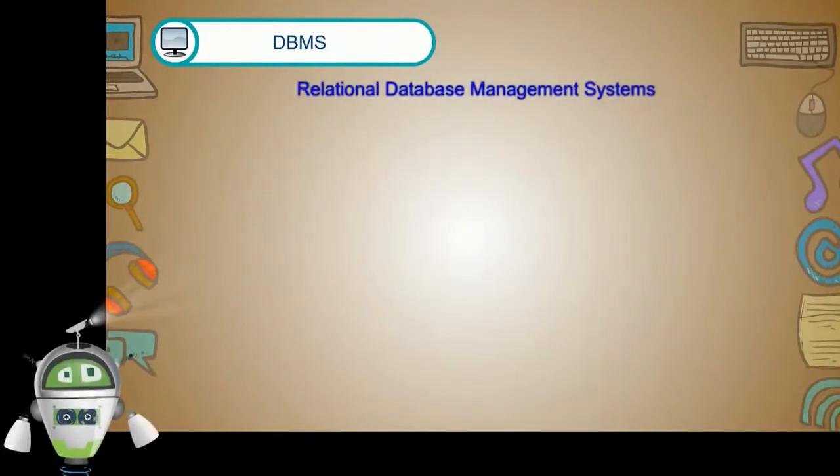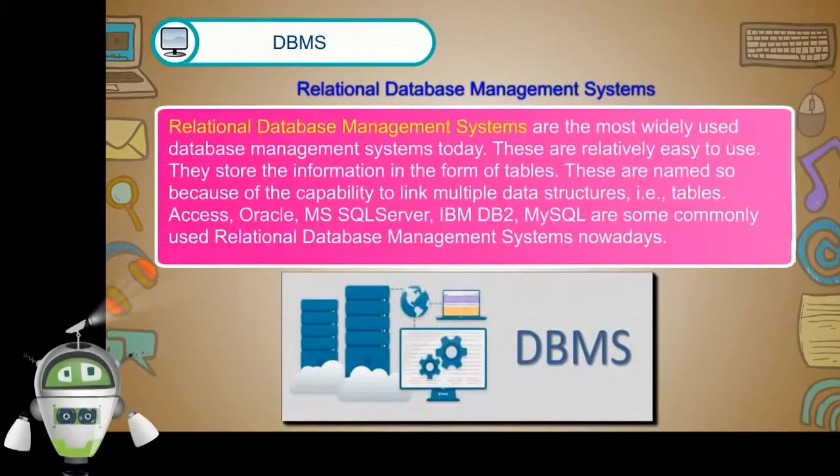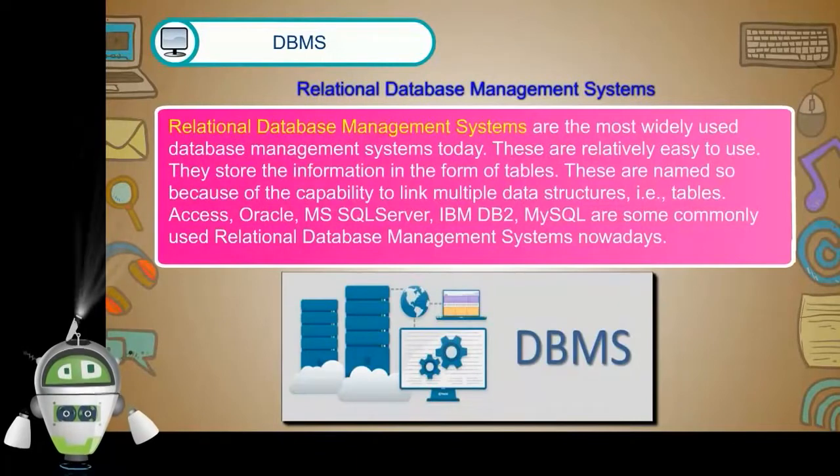Relational database management systems. Relational database management systems are the most widely used database management systems today. These are relatively easy to use as they store the information in the form of tables. These are named so because of the capability to link multiple data structures, that is, tables. Access, Oracle, MS SQL Server, IBM DB2, MySQL are some commonly used relational database management systems nowadays.